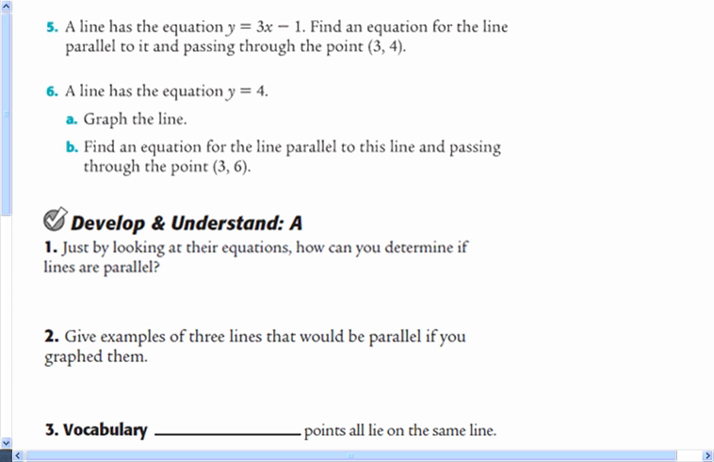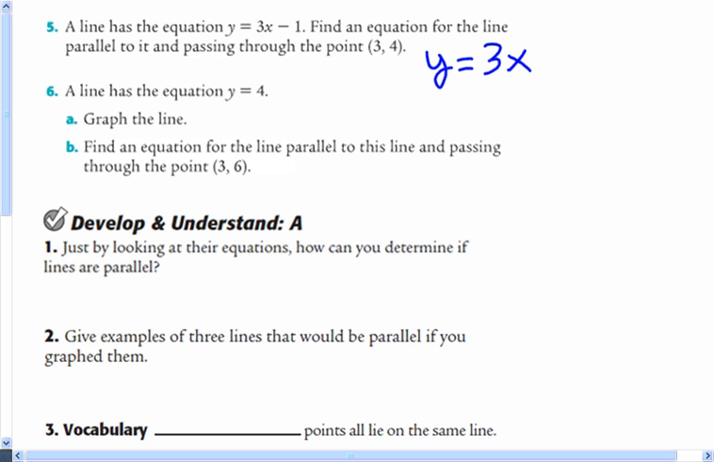Moving on, we have a line. The line has the equation y equals 3x minus 1. Find an equation for the line parallel to it and passing through the point (3, 4). So here again, we want the slope to be the same, which means we need the same coefficient. So we need 3 for our coefficient.